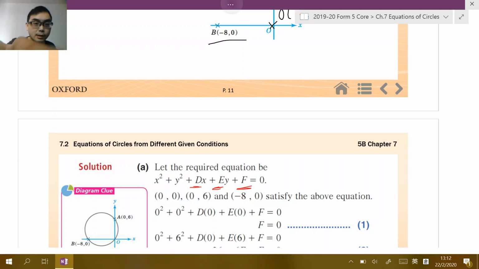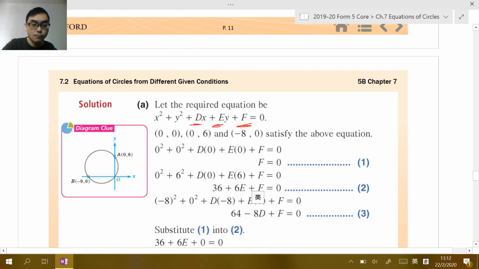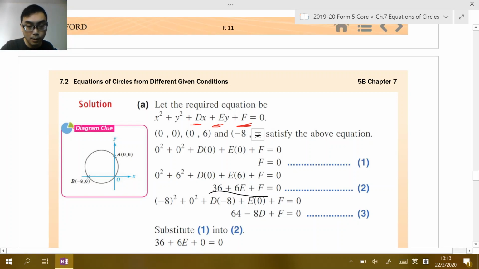For example, now you can see that what you need to do is just apply this general form and then put the 3 points in 1 by 1 to get 3 equations. After you put in (0, 0), you get f is 0. And then after you put in (0, 6) and (negative x, 0), you also have the 2 equations. For example, you will have this one, and you have this one.